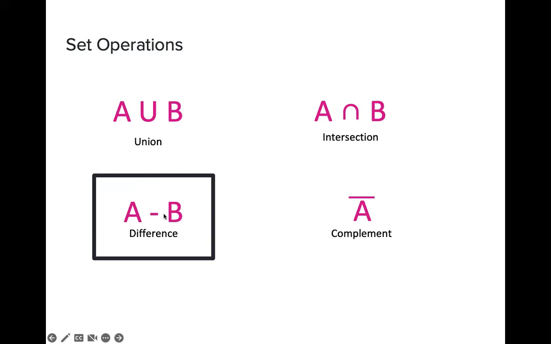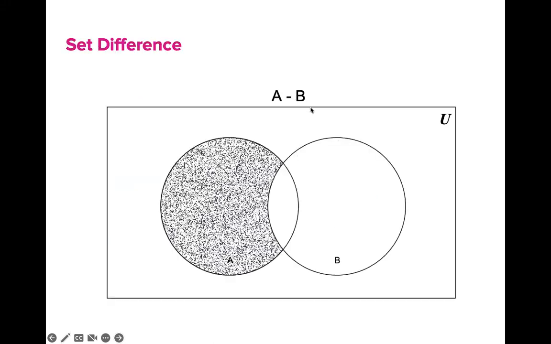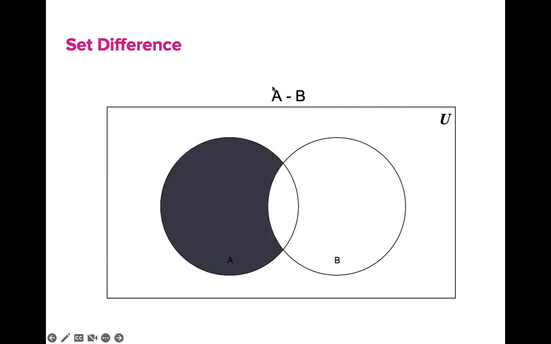So now let us move on to the set difference. The set difference is denoted by this symbol, A minus B. If we take the set difference between A and B, we are essentially taking those elements that are in A but not in B. As you can see, here is the detail. We are excluding the elements that are in both A and B because those elements are also in B.